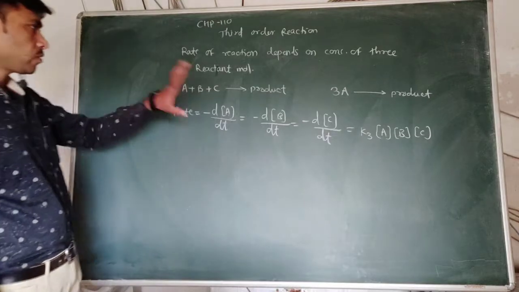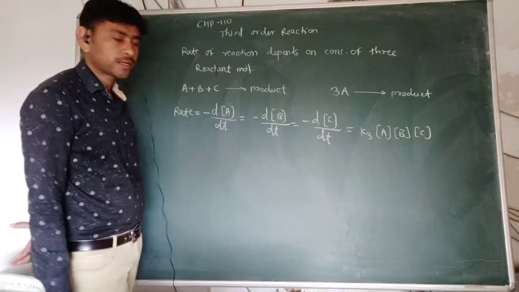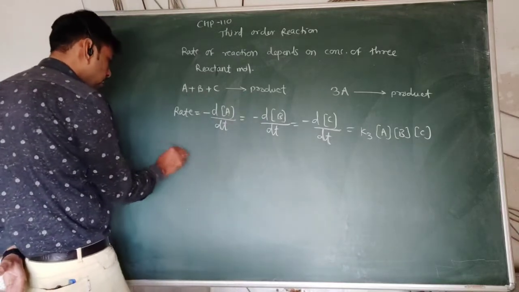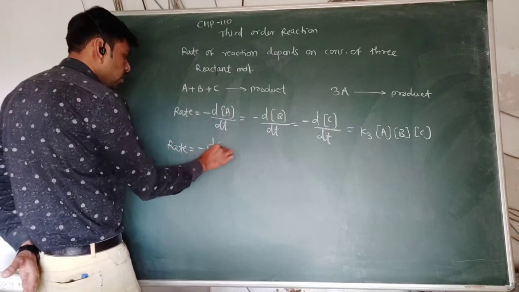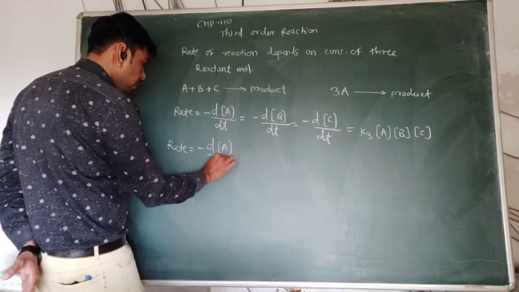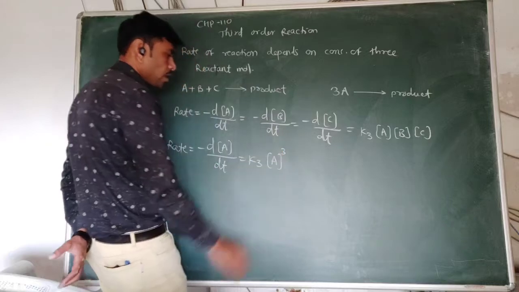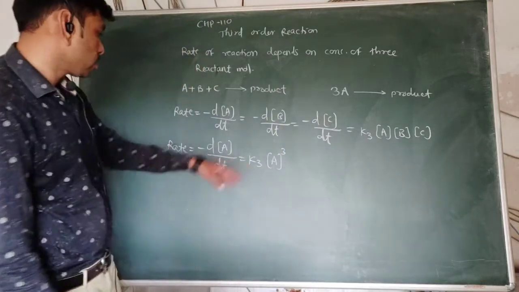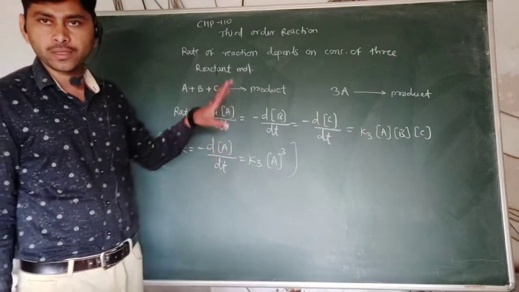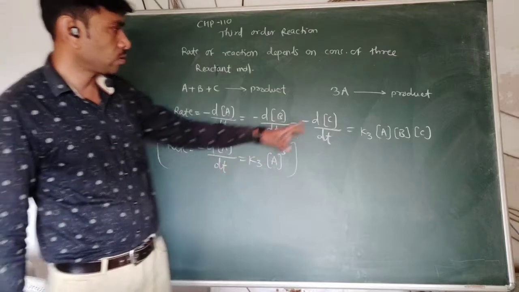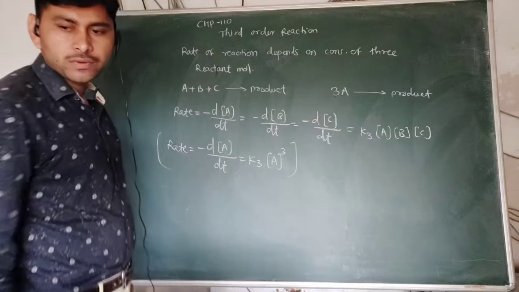We are generally considering our equation with equal initial concentration of the three reactant molecules. For that, the rate of reaction is represented as rate equals minus dA by dt equals K3 into concentration of A power 3. So this is the rate of reaction for a third order reaction with equal initial concentration of three reactant molecules.